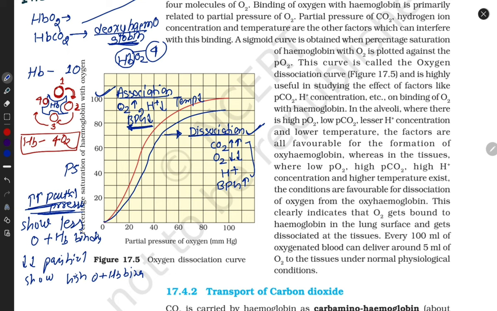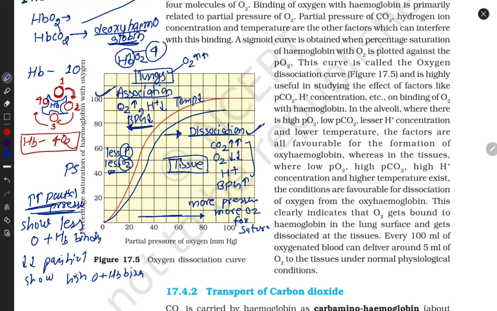If the graph goes in this direction, it means they need more pressure, more oxygen for saturation. And if they move this direction, they require less pressure and less oxygen because they already have high oxygen. This association process is present in lungs and this dissociation process is present in tissues, because our lungs contain high oxygen and our tissues contain less oxygen. So this is important.